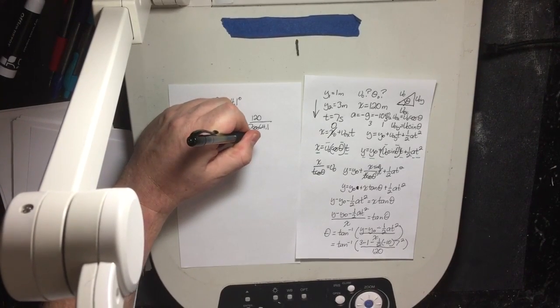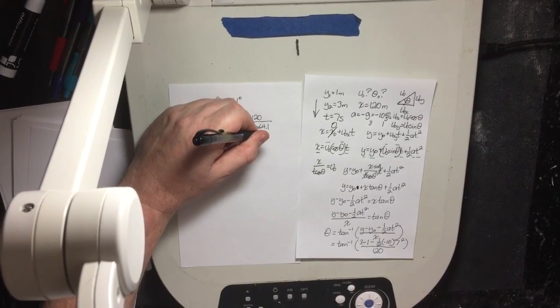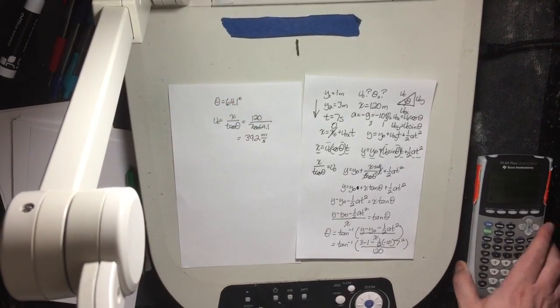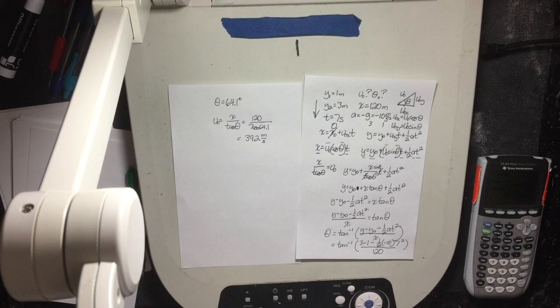39 point what? All right, 39.2. That's good enough. And so that is a 2-equation, 2 unknown, 2-dimensional problem. Could you use V equals V naught plus AT and solve for V naught that way? V would be 0 because it's being caught. No, it hit the ground.